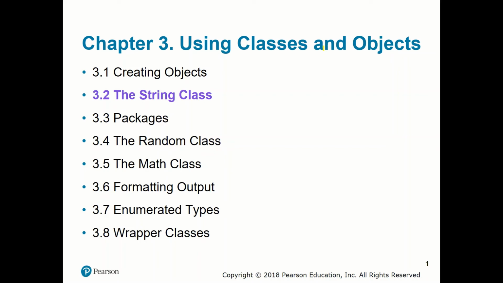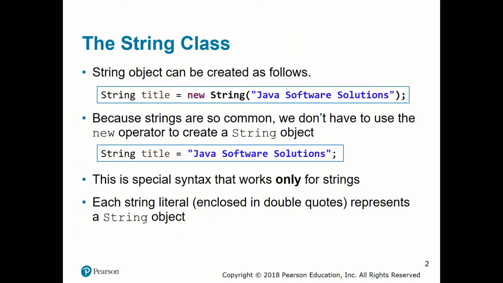In this section, you will learn the String class. As we have seen in the previous section, a string object can be created as follows: String class name, object reference variable, new keyword, and constructor. Every object should be created using the new keyword in Java.